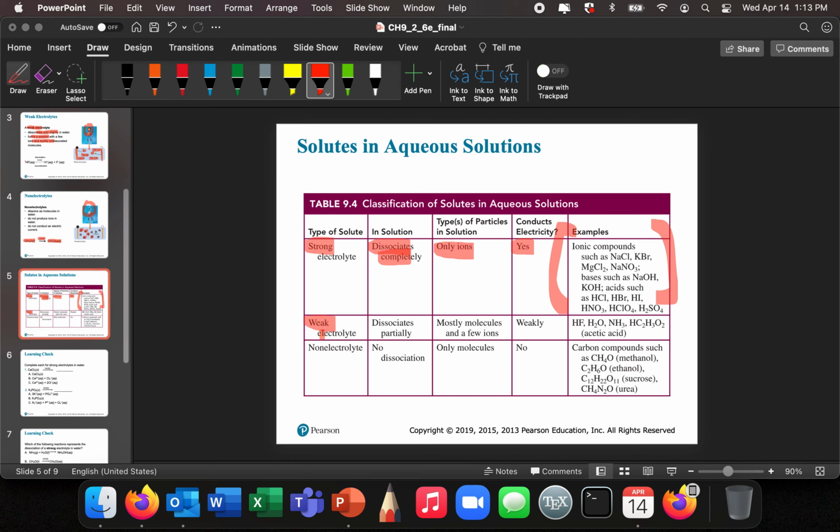Examples are here. Salts, you recognize those, ionic compounds. Weak electrolytes, however, dissociate only partially because they mostly stay as molecules, and only a few of them turn into ions. So we would say that conducts electricity, yes, but weakly. HF, water, breaks up a little bit, but not much. Ammonia, acetic acid. Non-electrolytes do not dissociate at all, and they do not conduct electricity. Examples would be methanol, ethanol, which is essentially what we mean when we say alcohol, sucrose, which is table sugar, and urea, which is not table sugar.